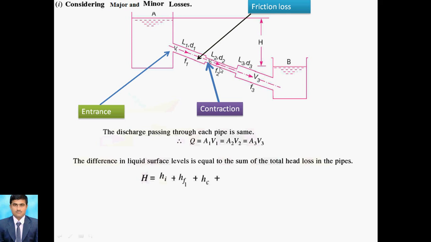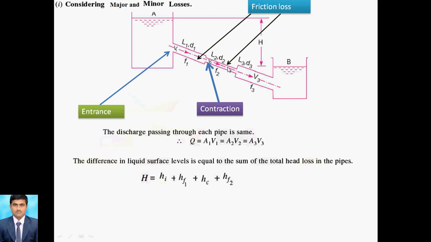Again, this pipe is of long length, that's why we can take the friction loss. That is the friction loss in the second pipe, that's why I can write HF2. Here we already wrote HF1 for the first pipe, so we write HF2 for the second.